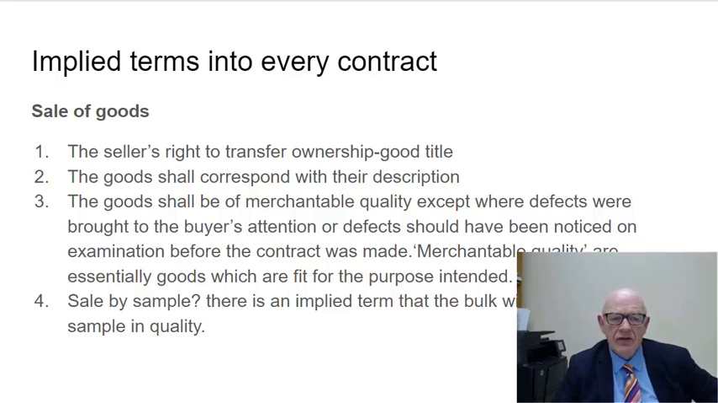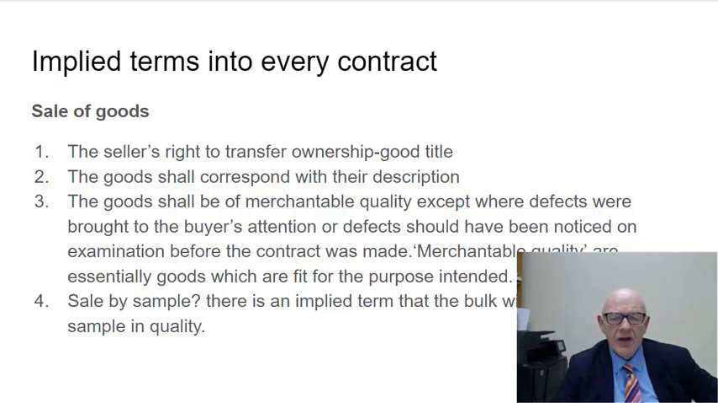In relation to the sale of goods, one, the seller's right to transfer ownership, that is, that he has good title, is implied into the contract. Two, the goods shall correspond with their description. In other words, there's not going to be some sort of a switch and bait situation where you describe one thing and supply something else.